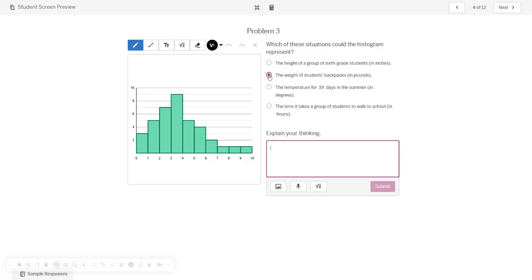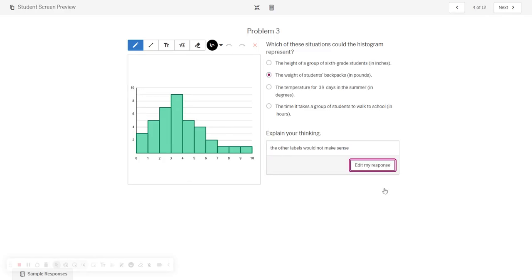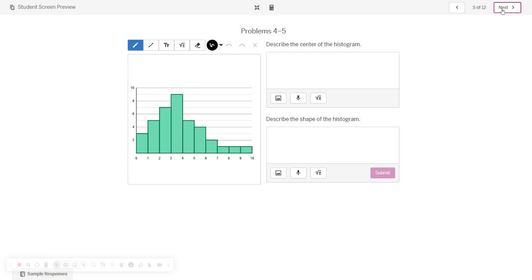Yeah, I'm going to go with the weight of the backpacks. The other labels would not make sense. Yeah, then they're just either too high or too low. 10-inch kids, man.